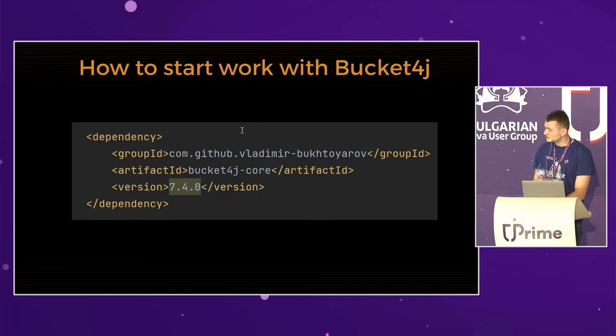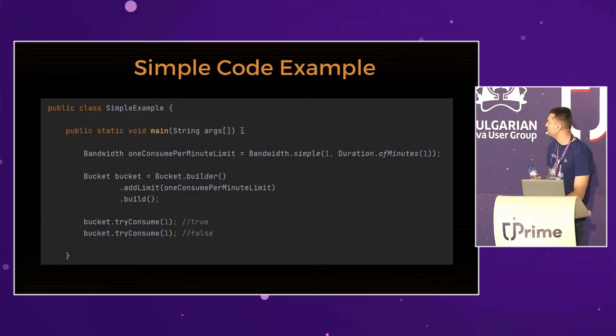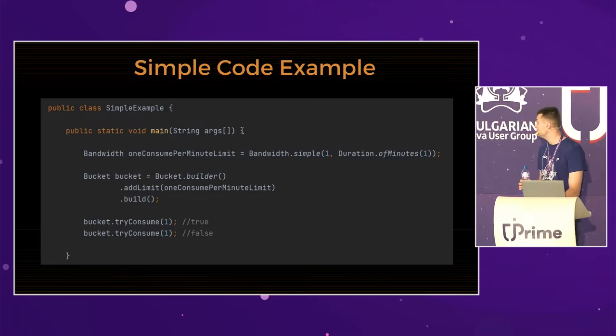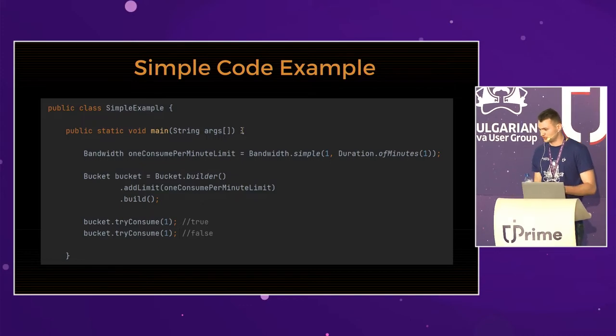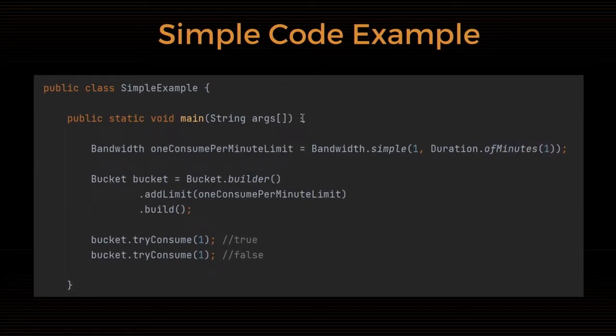Okay, before I start talking about the advanced part of the API, I want to show a few simple examples. As you can see, to start working with Bucket4j, all we need to do is add the dependency. Okay, it's expected. The next point is a simple code example, as you can see on the screen. To start working with Bucket4j, we need to create our first bandwidth. So here I created a rule: not more often than consume one token per 1 minute. After that, we set this bandwidth to our bucket and try the first tryConsume. Yeah, sure, the first tryConsume will return true to us, but the second tryConsume will return false to us because we're out of limit.